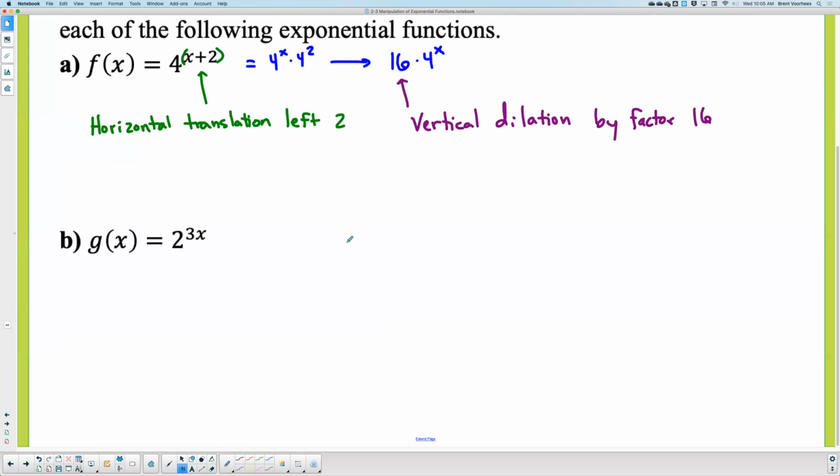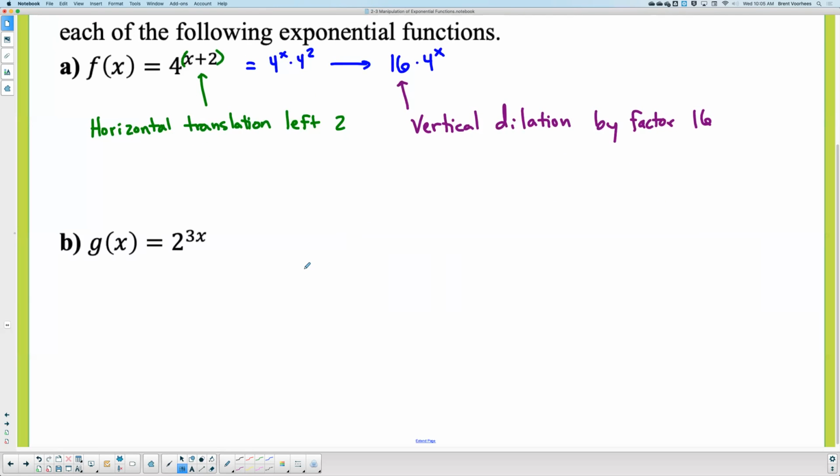Okay, 2 to the power of 3x. Now I'm going to start here and let's describe what's happening. The x is getting multiplied by 3. So is that horizontal or vertical? If you're multiplying x's, which one's x? Is that horizontal or vertical if it's x? Okay, so we're going to start with horizontal. It's horizontal. Now, if you're multiplying, is it a translation? No, it's a dilation. Horizontal dilation. I can't spell.